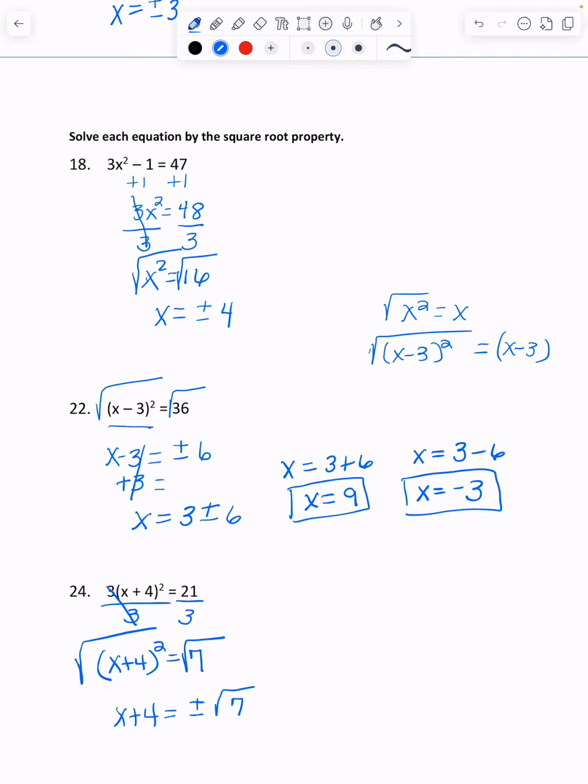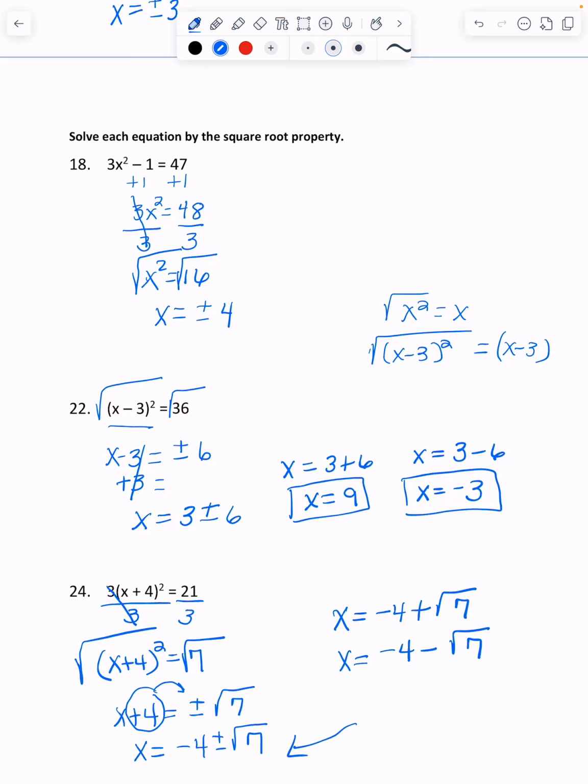So if I solve for x, I'm going to take the 4 to the other side. It's positive, so the opposite of adding 4 is to subtract 4. So we're going to leave our answer written like this as negative 4 plus or minus the square root of 7, but I want you to understand that those two answers are negative 4 plus the square root of 7, and the second answer is negative 4 minus the square root of 7. However, you can leave your answer in this form if you choose.